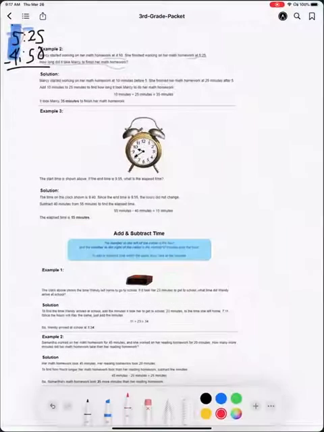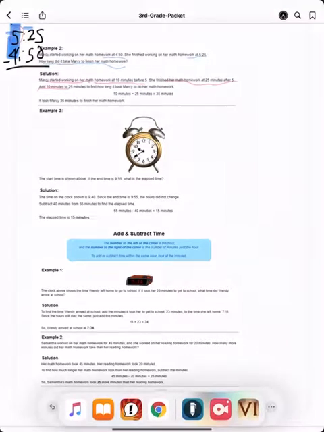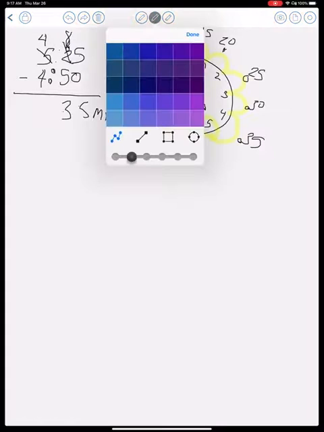So let's take a look at what they show us. Seeing what they said here, Marcy started work. I'm looking at the solution now. Marcy started working on her math homework at 10 minutes before 5. She finished her math homework at 25 after 5. Add 10 minutes to 25 to find out how long it took Marcy to do her homework. So what they're doing is a slightly different method. Let me show you what they did. Going back to our clock here, what they did was simple.